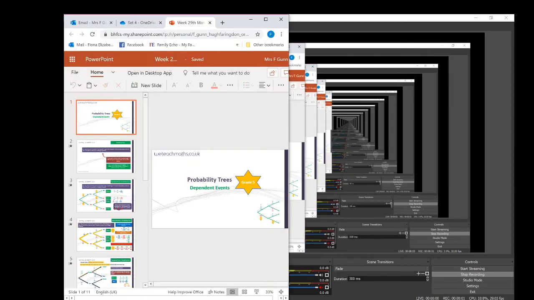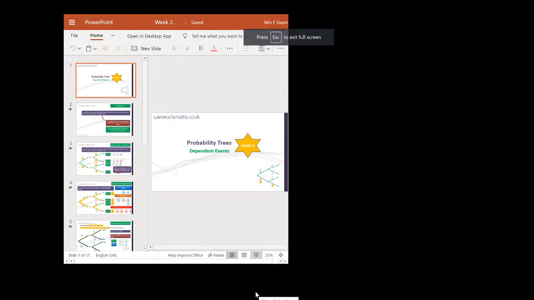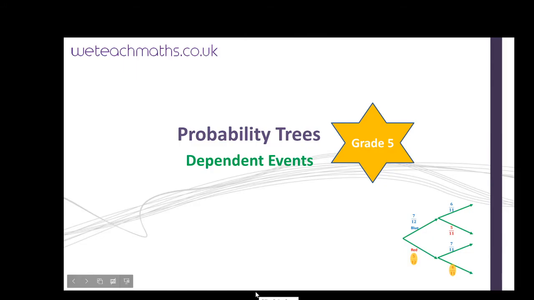Hello, so this is the third video on probability for my Year 10 class. We are having a look in this video at probability trees again, but this time with dependent events, and as you can see this one is grade 5.